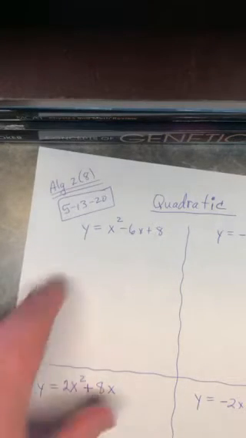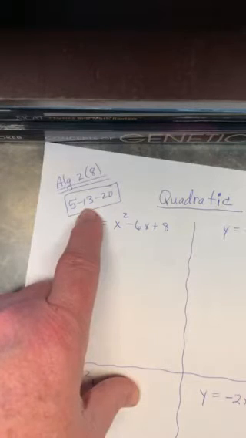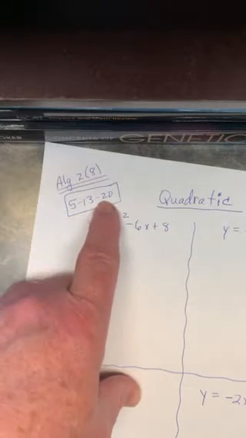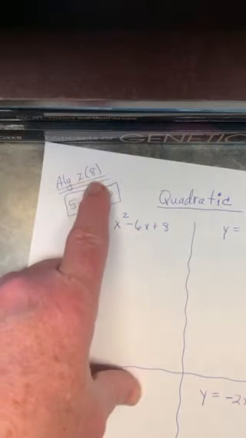Okay, guys, today is Wednesday, May 13th. So top left corner of your paper, 5/13/20. Okay, Wednesday, May 13th. We're in Algebra 2, Mod 8.